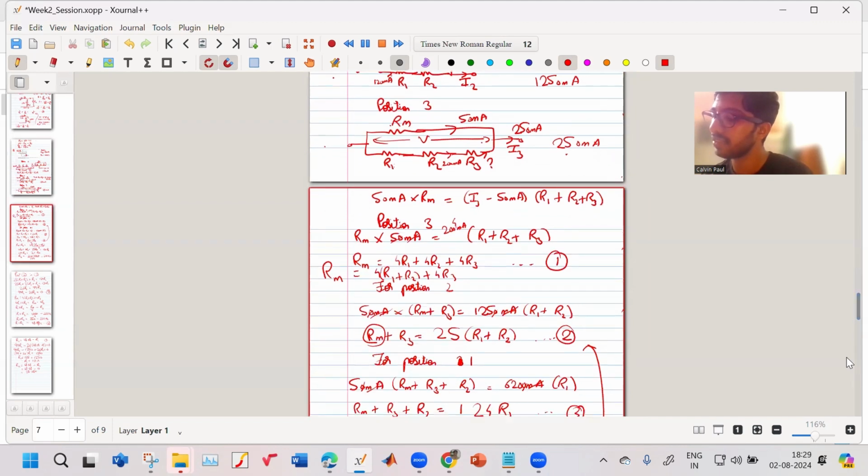And when we write the equations for each and everything, we will have 3 equations and we will have 3 unknowns, because we know RM, we don't know R1, R2, R3. So once we solve those equations, then we will get the values of R1, R2, R3. Okay.